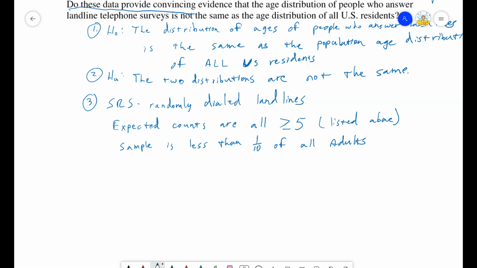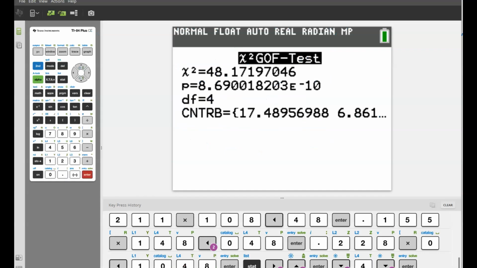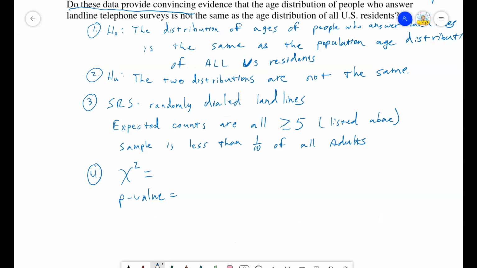All right. And now we're going to run our chi-squared test, which again, we already did. We're going to get a p-value. That's sort of my fourth part to a hypothesis test. And then the fifth part will be my conclusion. So I'll jump back to my calculator. Chi-squared was really large. Remember, 48.17. And the p-value is less than 0.0001. It's really, really small. So in our statistical language, we would reject the null hypothesis.